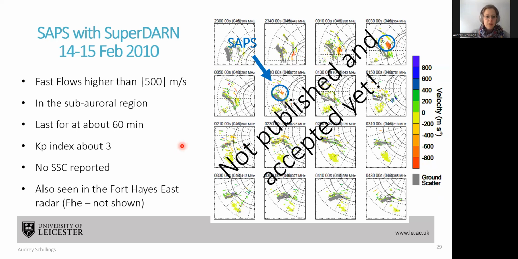So this is for the Blackstone radar. It's also seen for the 4th highest east radar. I do not show the data here because it basically looks the same. I looked for sudden storm commencement, if anything was reported, and there was nothing reported about that. This event is basically about 60 minutes long. It has fast flow and it's in the sub-auroral region. So it has everything of a SAPS.